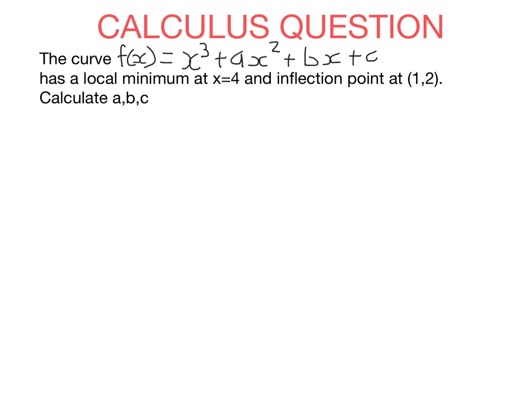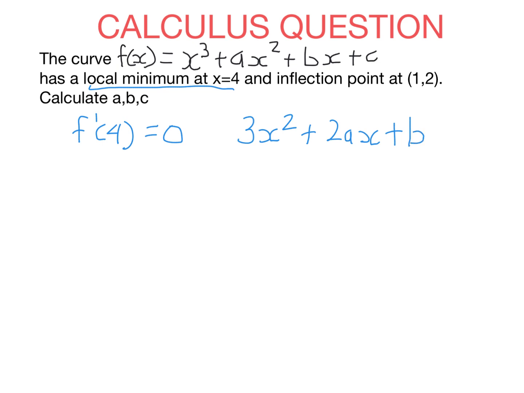So the first bit of information from which we will get an equation: there is a local minimum at x equals 4. So that means that the derivative when x equals 4 is equal to 0. In order to turn that into an equation with a's, b's, or c's, what we need to do is differentiate the function. This is very easy to differentiate. We just differentiate term by term. We move the power to the front, decrease the power by 1. Move the power to the front, decrease the power by 1. Move the power to the front, decrease the power by 1.